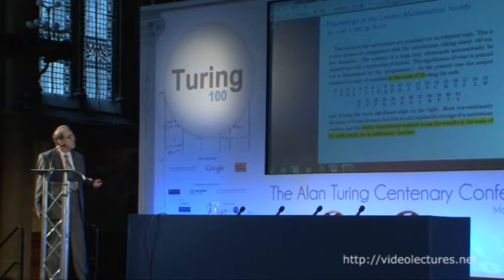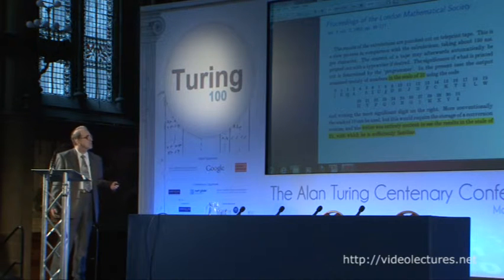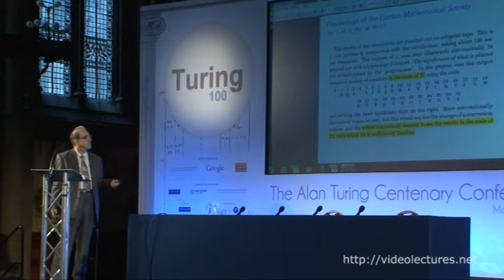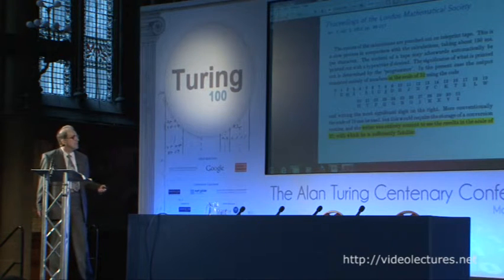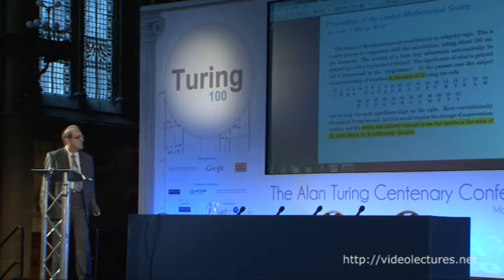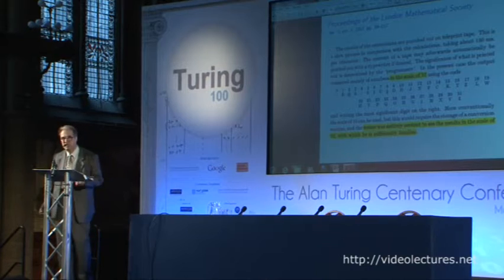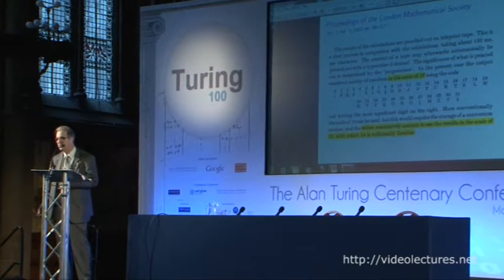In the present case, the output consisted mainly of numbers in the scale of 32. Not decimal, not octal, not hexadecimal, but 32. And Turing found it necessary to give the table of correspondence between digits and symbols actually printed. Somehow digits weren't used for themselves. And he writes, the writer, that is Turing himself, was entirely content to see the result in the scale of 32 with which he is sufficiently familiar. The reason for 32 was that the punched tape had five rows and so on.